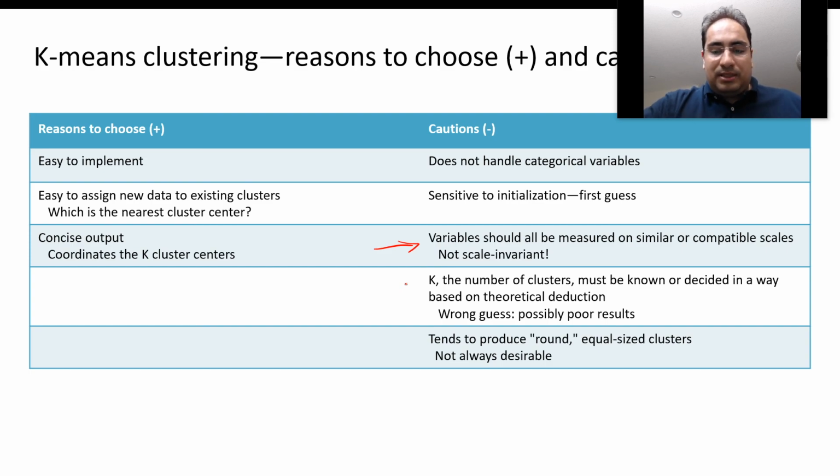K should be decided. If you have a wrong guess, sometimes you get poor results. That's a caution. And the actual clusters tend to be round clusters, like they look like this. That's because of the Euclidean distance, right? If you choose a different distance, then that could change a little bit.